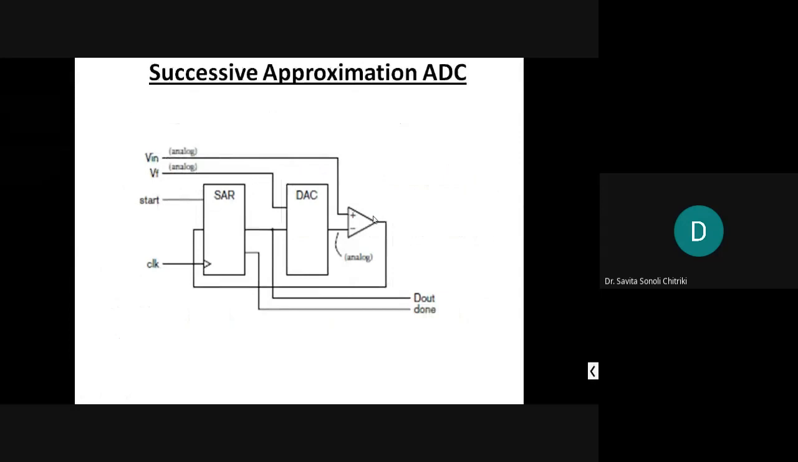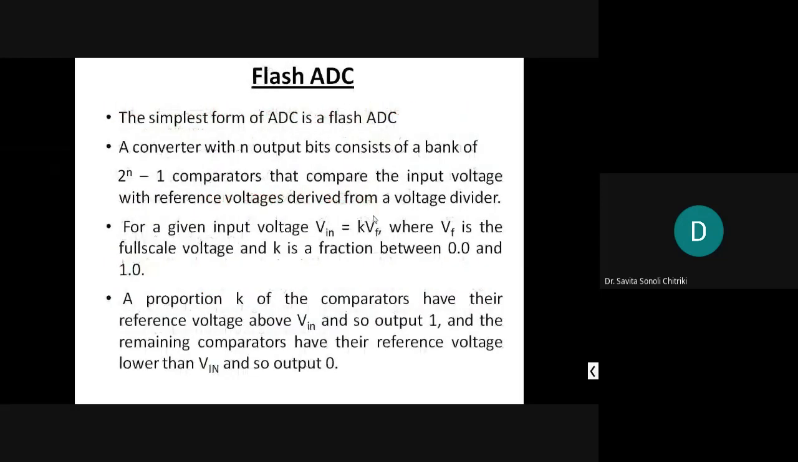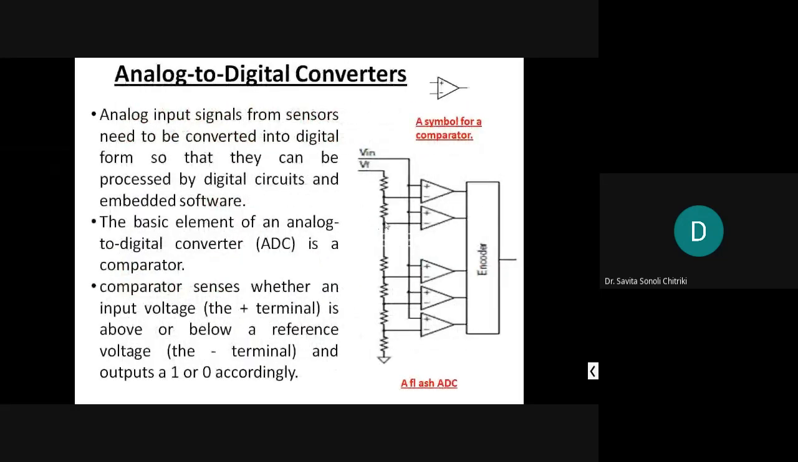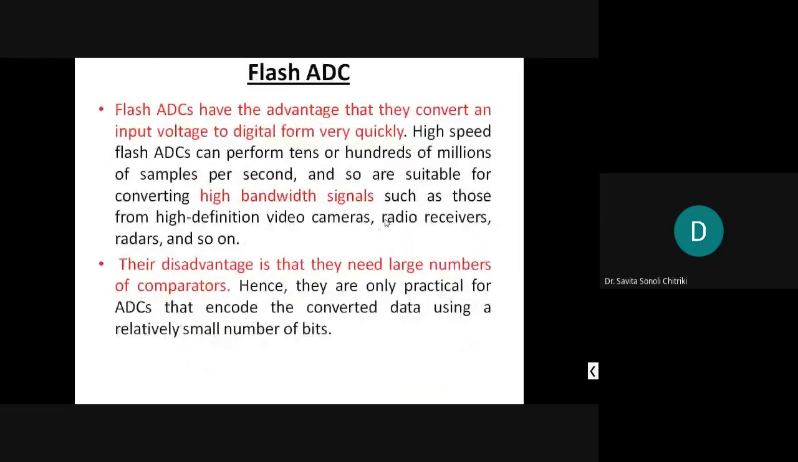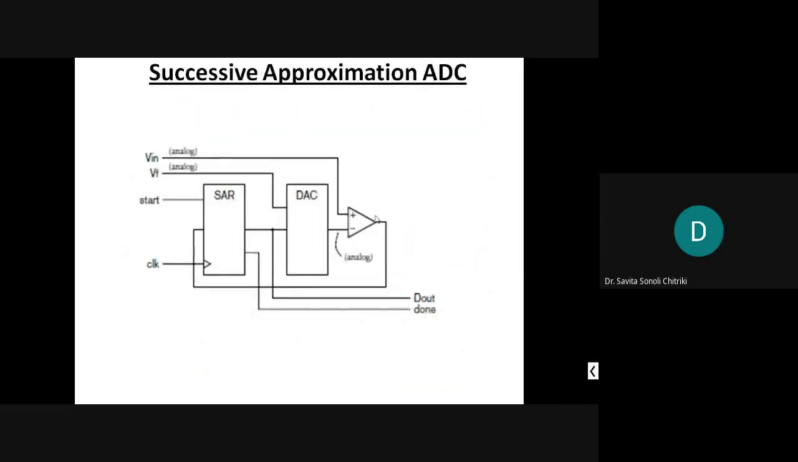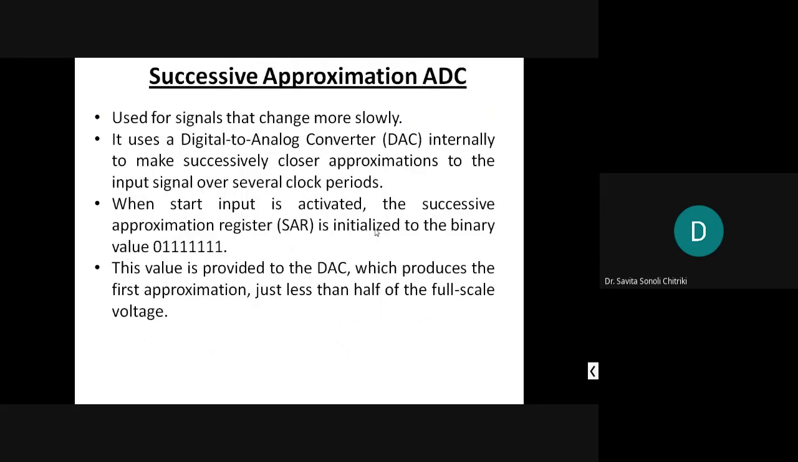So when you come for the next class, you need to write details about the analog to digital converters, different types. One is flash ADC and another one is successive approximation ADC with the figure and the explanation. Compulsorily question for 10 to 12 marks.